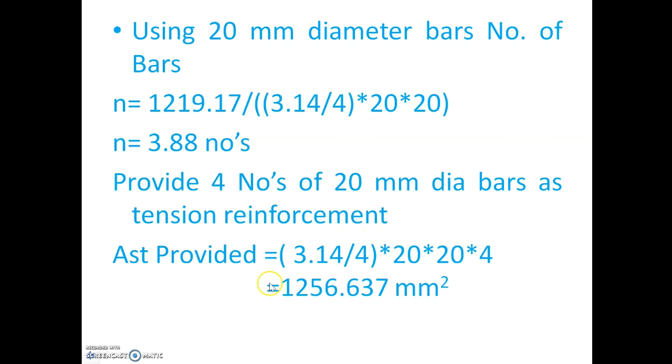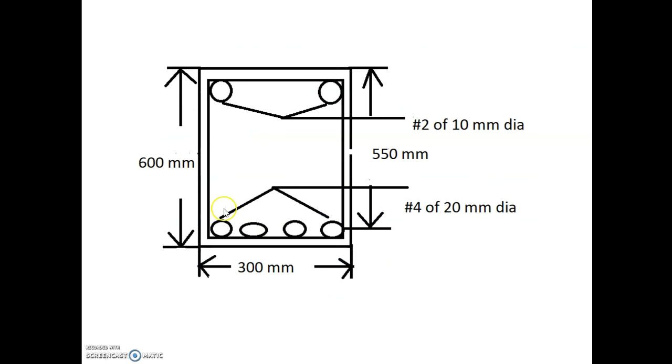So whatever the Ast provided is equal to 3.14, that is pi by 4 into d square into number of bars, that is 4. So that is equal to 1256.637 mm square. So Ast required is lesser than Ast provided. So finally draw the section with the reinforcement details. That is, width of the beam is 300, total depth is 600, and effective depth is equal to 550 mm, and 4 numbers of 20 dia as tension reinforcement, and 2 bars of 10 mm diameter as anchor bars, and the stirrups are provided in this beam.